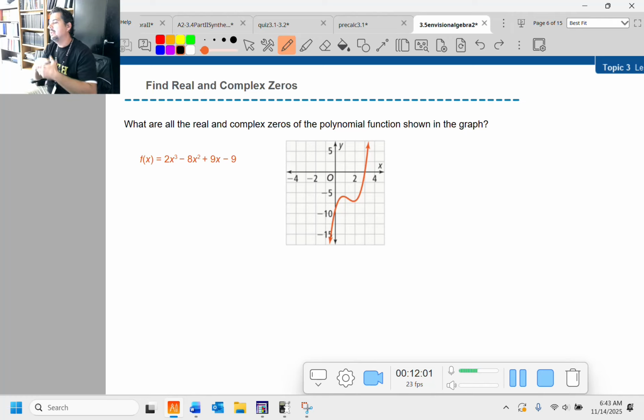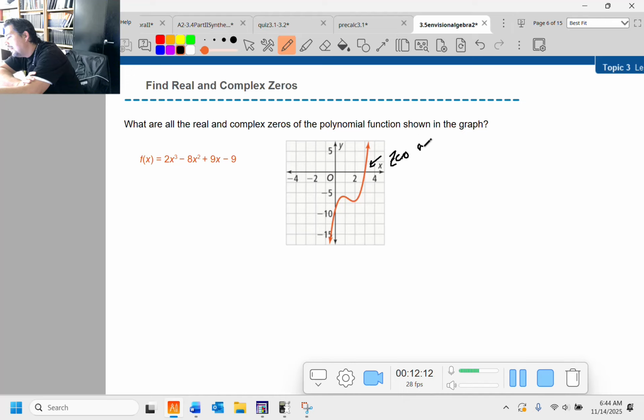All right, what are all the real and complex zeros of the polynomial function shown in the graph? So you are expected to read a graph and be able to use that to do factoring. Wonderful. So I know by looking at this graph that there is a 0 at x equals 3.